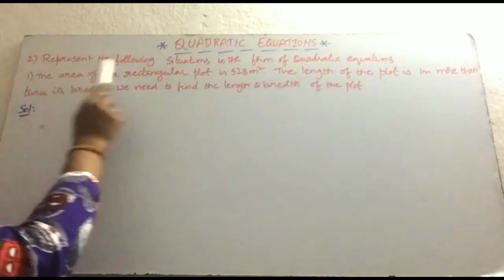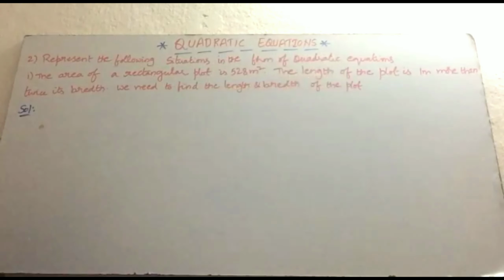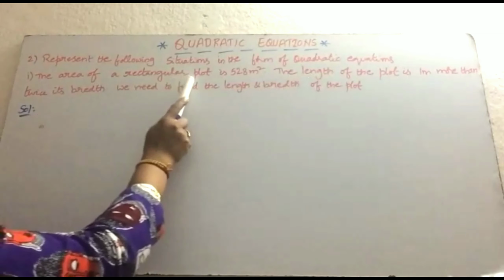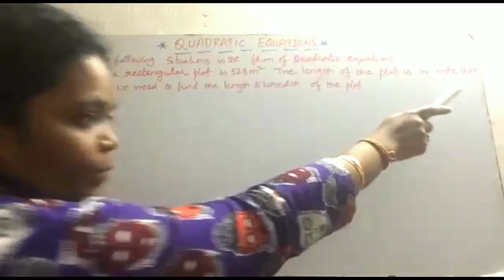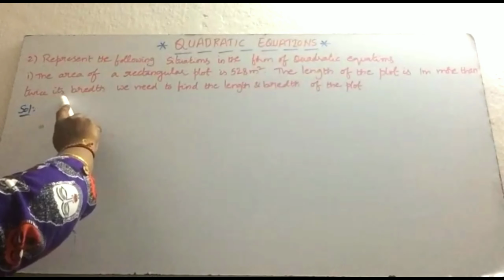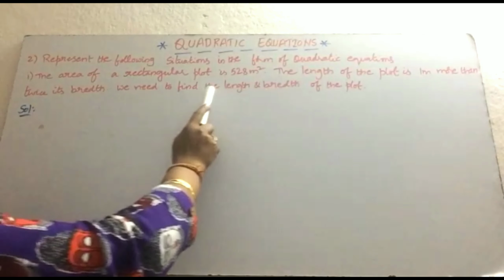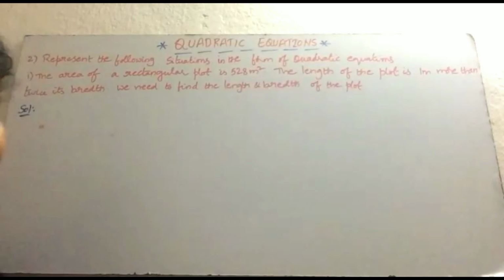The problem is: represent the following situations in the form of quadratic equations. The area of a rectangular plot is 528 meters squared. The length of the plot is 1 meter more than twice its breadth. We need to find the length and breadth of the plot.